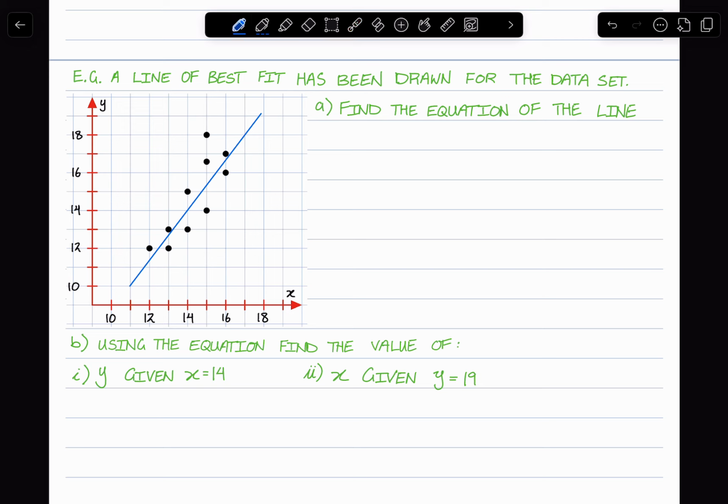Now, if you're familiar with this, it's really just finding the equation of a straight line, and you can do this in two different ways. One is using the point gradient formula, and the other, which I will do first, will be just using rise over run and a substitution.